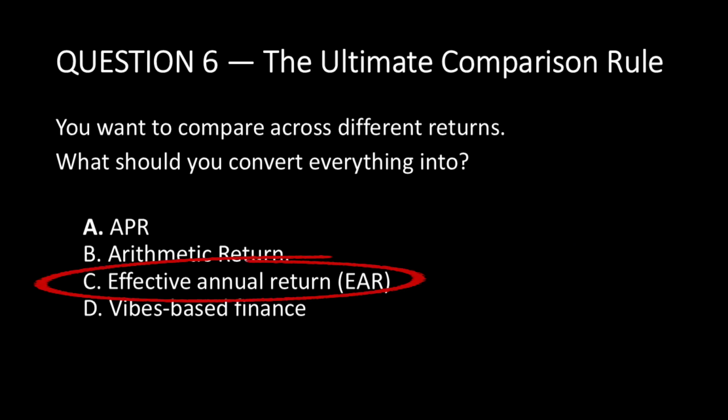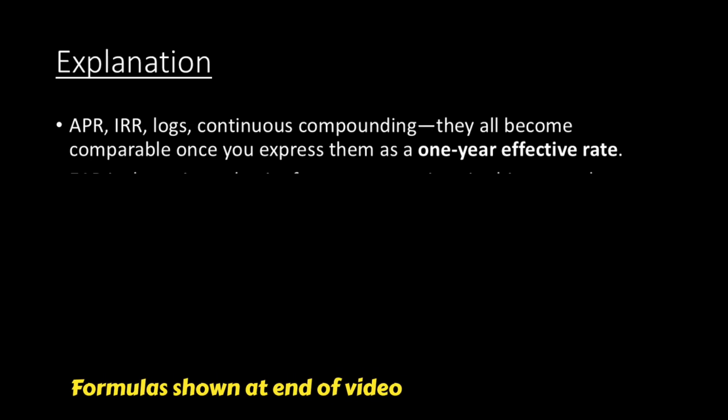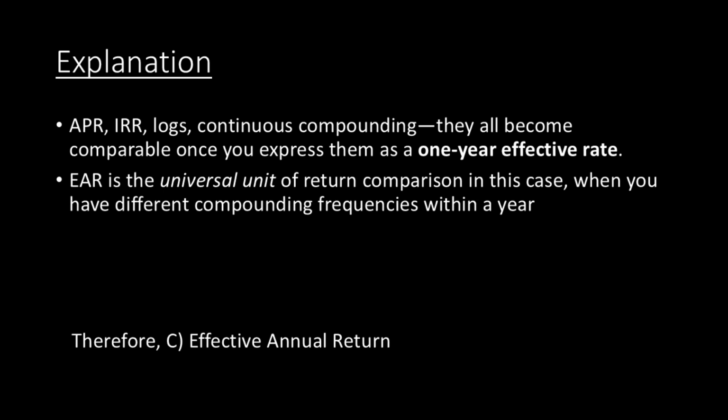Correct answer C. EAR. Explanation: APR, IRR, logs, continuous compounding, they all become comparable once you express them as a 1-year effective rate. So EAR is the universal unit of return comparison in this case.